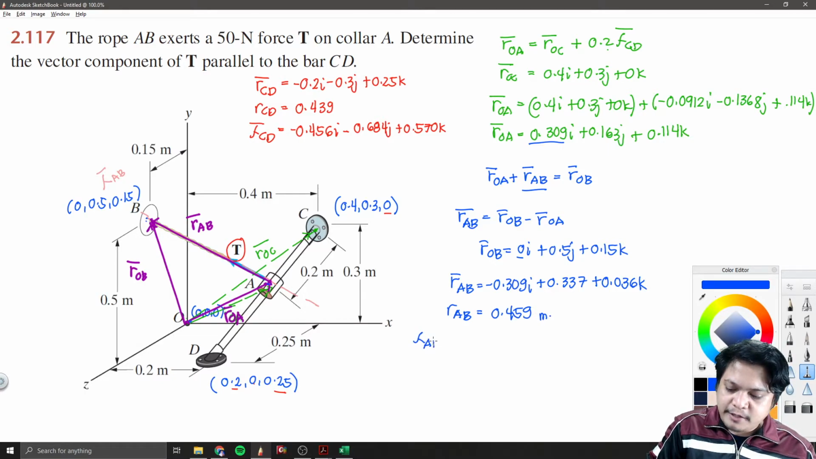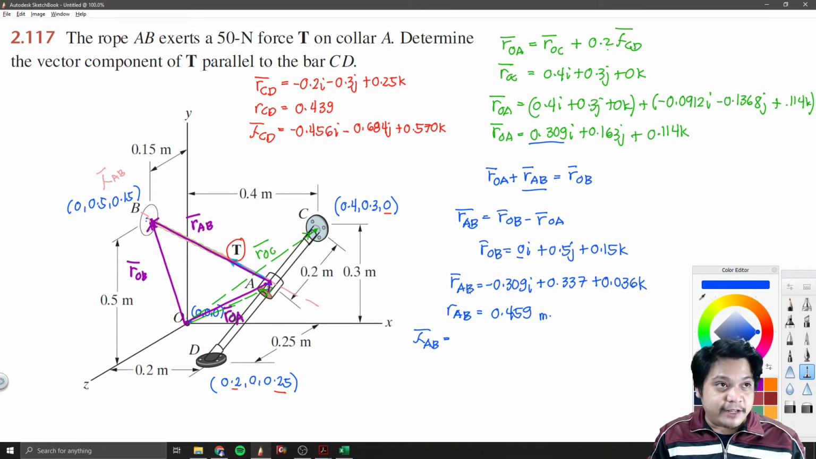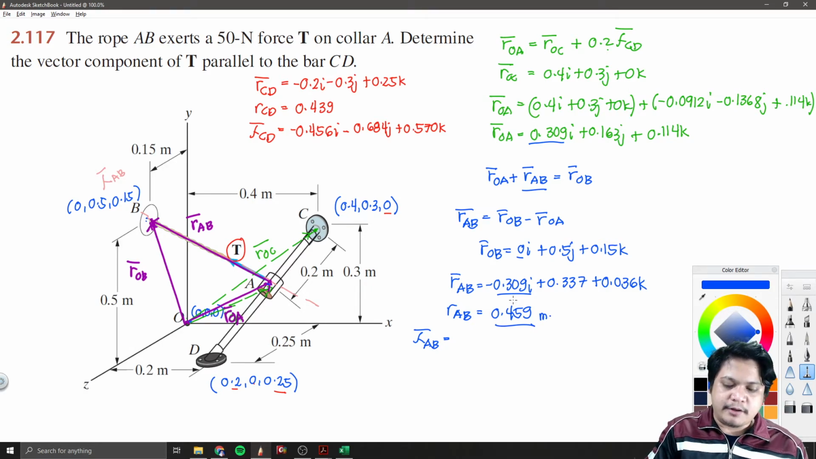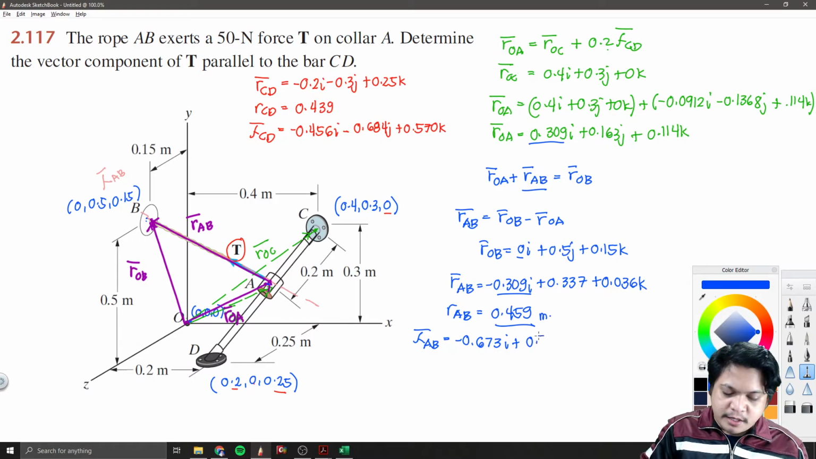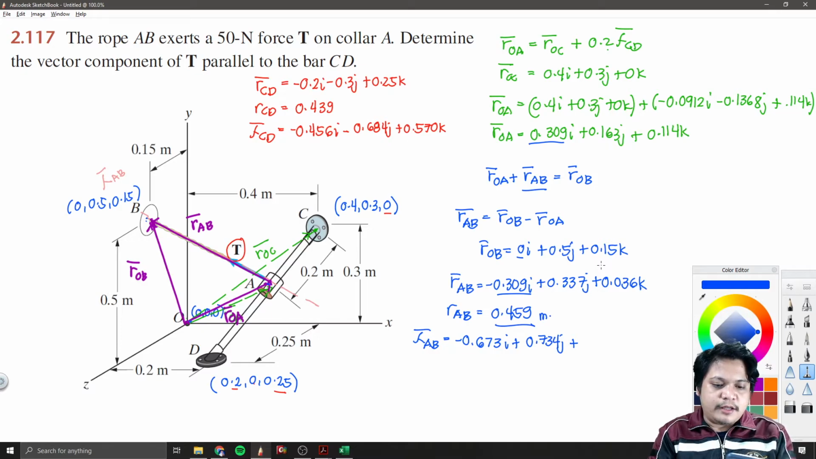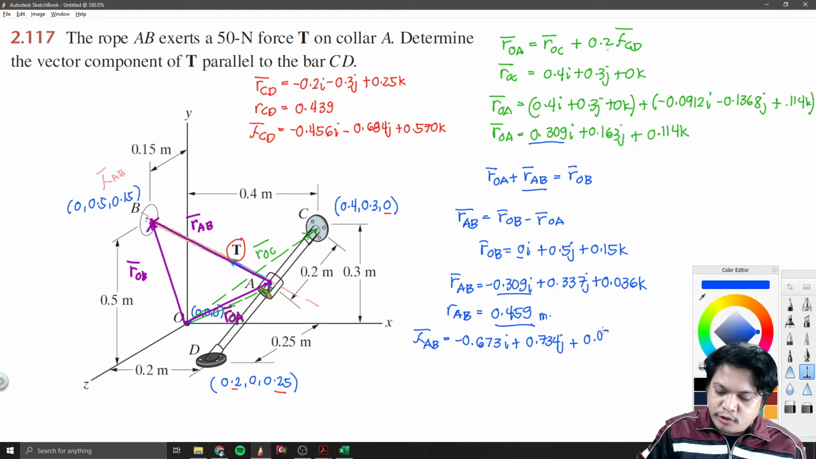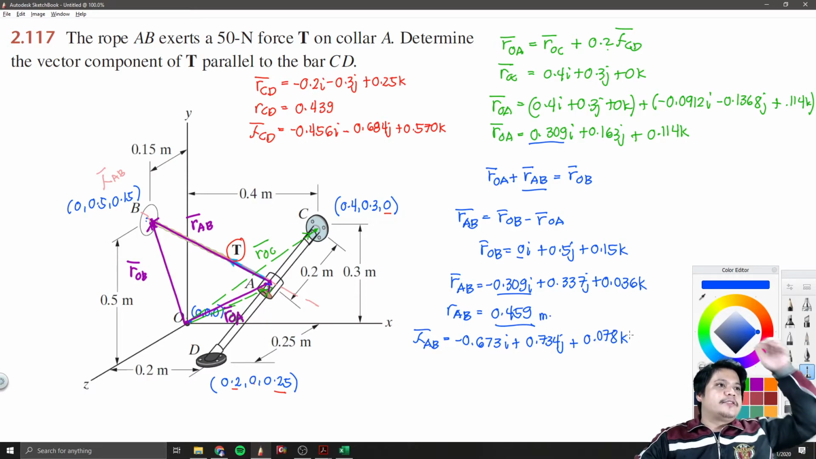And then, I can now have the lambda AB. So, i-divide ko lang yung vector RAB divided by RAB. Okay, so negative 0.309, ito yon, i-divide ko ng 0.459. Okay, so that's around negative 0.673 of I. Okay, and then plus this time 0.337 divided by 0.459, so that's around 0.734 of J. And then lastly, okay, 0.036. Okay, so plus 0.078 of K. Yan. So meron ka na yan.